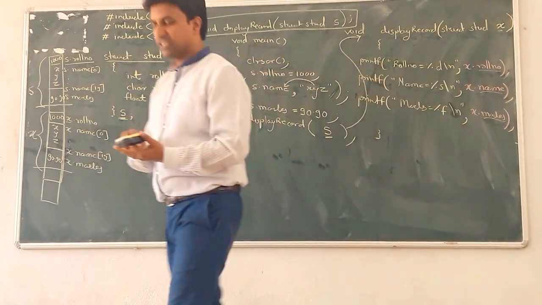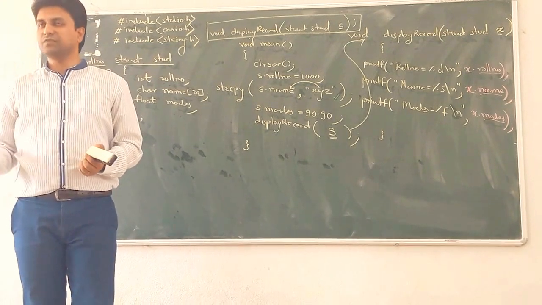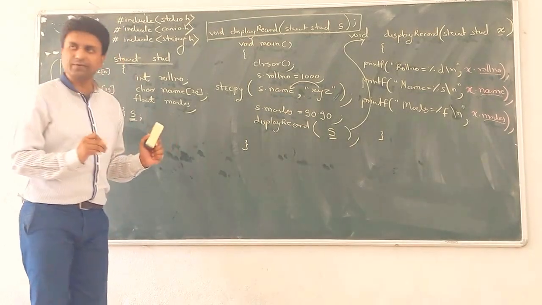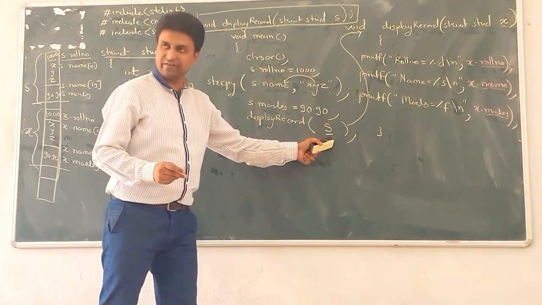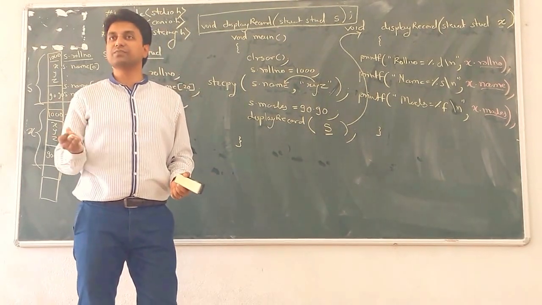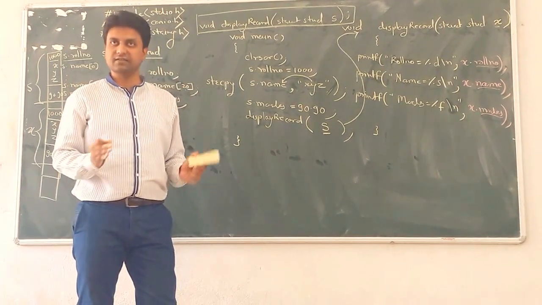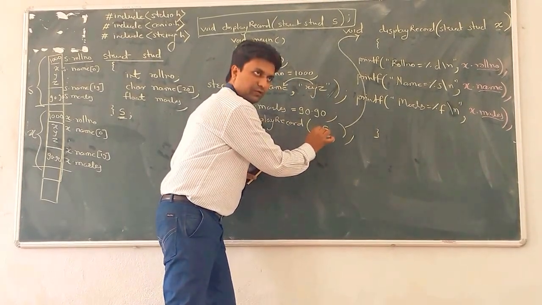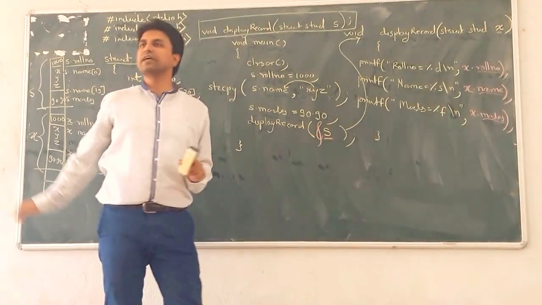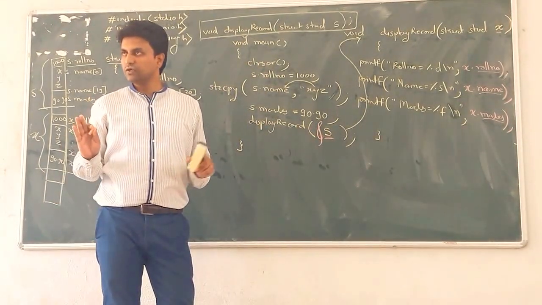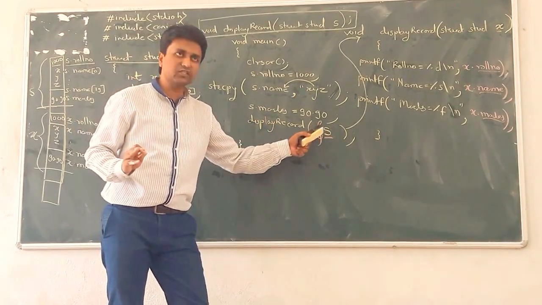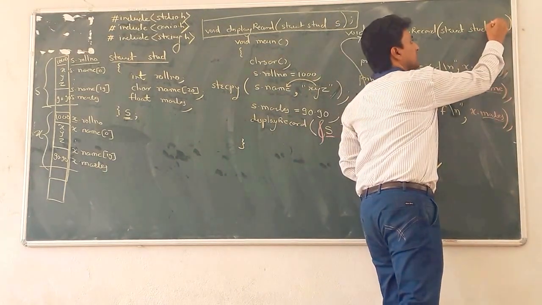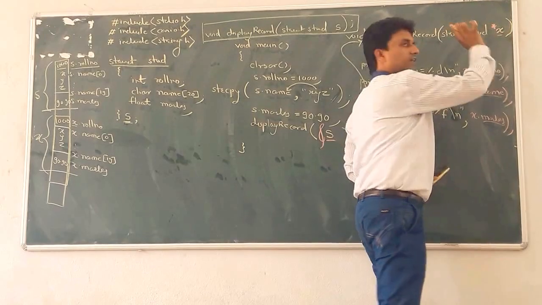The second way is using address or reference, which is also called by pointer. Clear? Same program, how can we pass the structure variable to the function? Here it is by value. The next way is by reference, meaning we have to pass the address. Instead of by value, we can pass the address of s. If you pass the address of s, the catching variable must be pointer type. So write struct student pointer x.